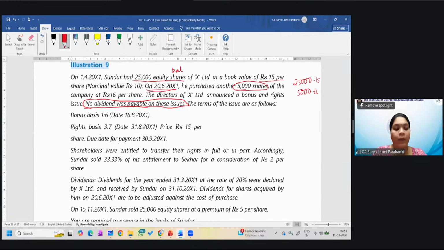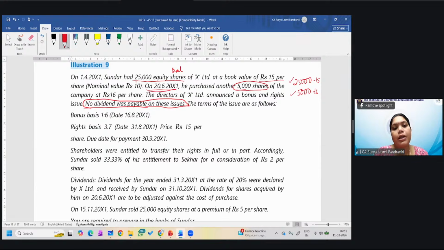Is this clear? That depends on the company. Most of them don't want to give it on bonus and rights because it is already for free or it is already at a discounted price. Giving dividend on them, companies don't prefer. So here they clearly told that on bonus and rights issue there is no dividend. So you only get dividend on the 25,000 shares and the next 5,000 shares that you have purchased. Done.